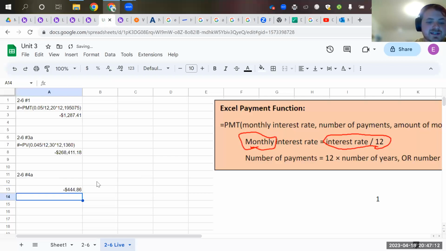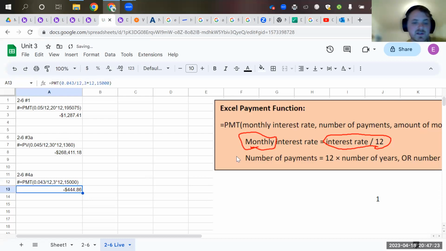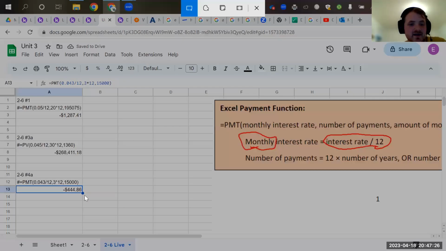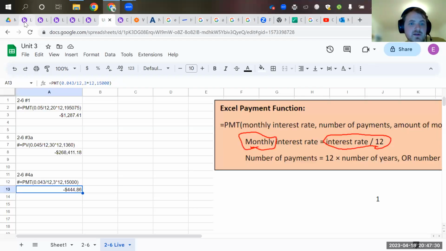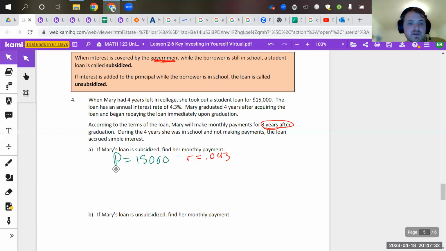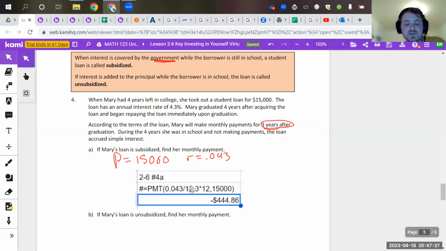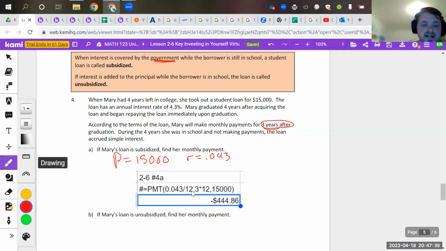So that right there is going to be her monthly payment of $444.86. So that's if she didn't accrue any interest that whole time while she was in college. That was essentially like free to her. She didn't have to pay any of that money. So she has to pay it off in 3 years. That is her monthly payment.